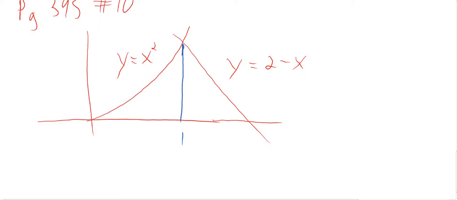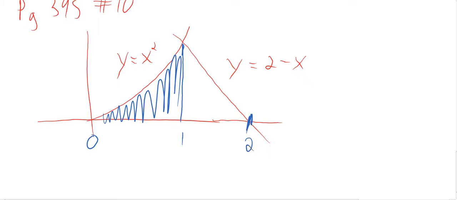So we're going to integrate the first one from 0 to 1, and that's going to give us this blue area. And we're going to integrate the second one from 1, and it shows us that this here is 2. So we need to integrate the second one, which I'll do in green here maybe, from 1 to 2. Does that make sense?